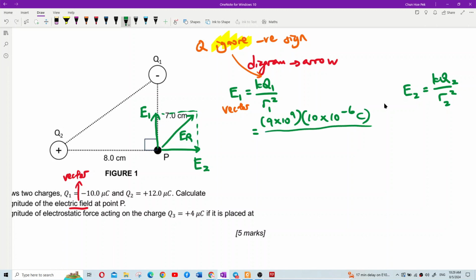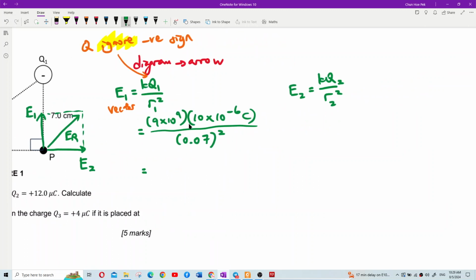So the distance, how far is it? For E1, that means from Q1 to P. It is 7 cm. 7 cm means what? Change to meters, so divide by 100. 0.07 meter. 0.07 squared.